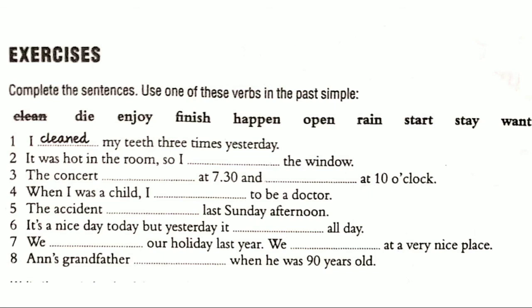Now we can do some simple past sentences. See the examples. Complete the sentences. Use one of these verbs in the past simple. That means you have to use the V2 form of the given V1 verbs in the top line: die, enjoy, finish, happen, open, rain, start, stay, want. One is given there: I cleaned my teeth 3 times yesterday. It is a repeated action yesterday.